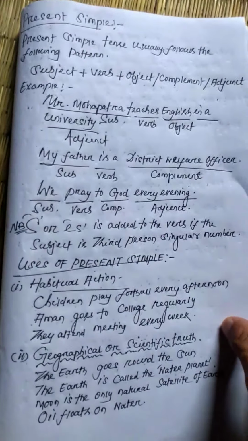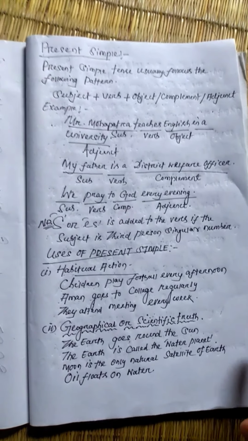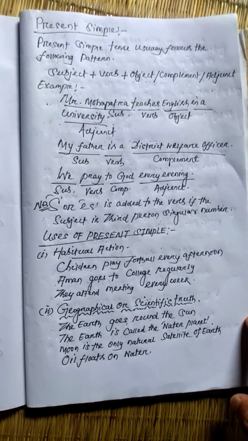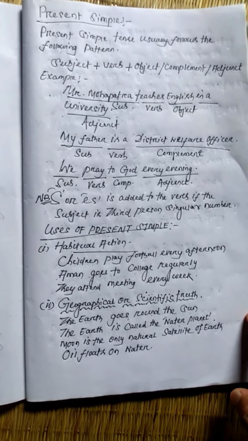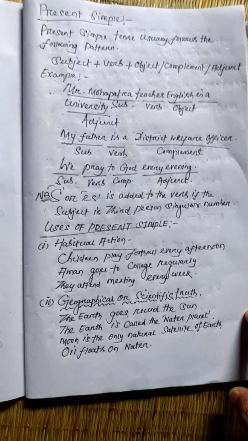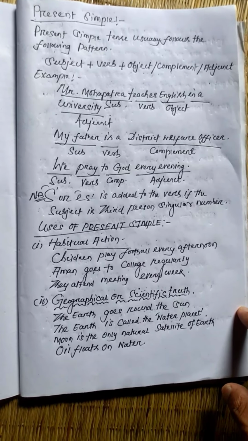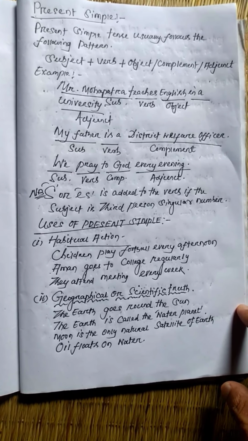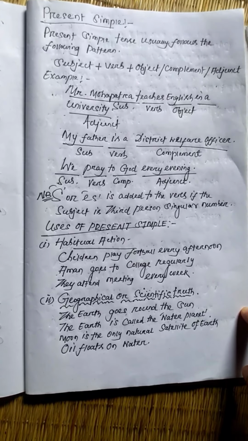Present simple. Present simple tense usually follows the following pattern. The pattern is subject plus verb plus object, complement or adjunct. Example: Mr. Mahapatra teaches English in a university. Here Mr. Mahapatra is subject, teaches is verb, English is object, and university is adjunct.